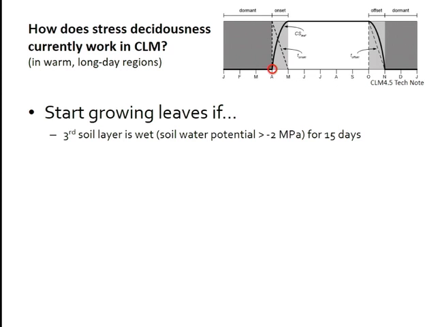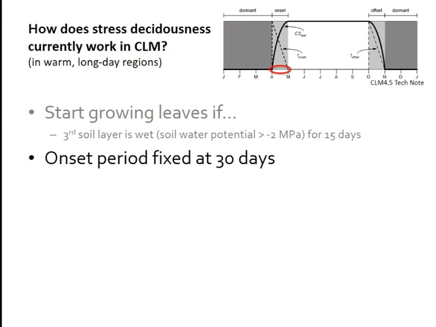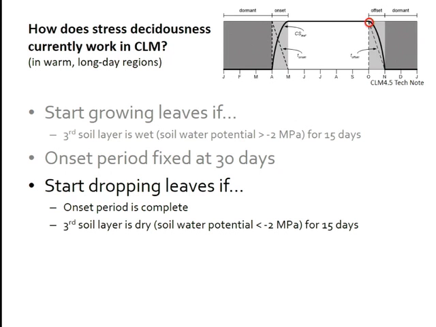leaves. Once they've committed to growing leaves, they have to spend all of the carbon they have in their stored leaf pool and spend it over the course of 30 days. That's how long it takes for everybody. And then they'll decide to start dropping leaves. First, they have to complete that onset period, so they can't start growing leaves and then be like, ah, no water, just kidding. They have to go through the whole thing.